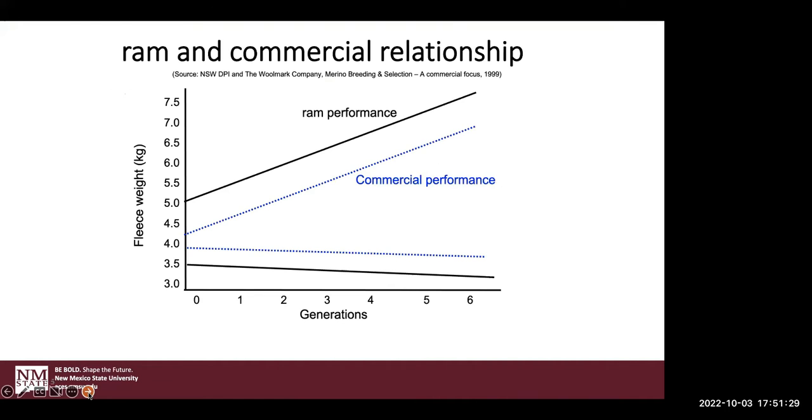Next slide. This just shows the correlation if you pick the right ram versus the wrong ram. Ram performance is going to probably exceed your average if you find the right ones, and he will increase the average overall of your flock. Whereas if you use a moderate to low performing ram, you get the opposite result. You bring down the productivity of that flock. And in this case, it's fleece weight. So there's a very strong correlation between the two. Next slide.